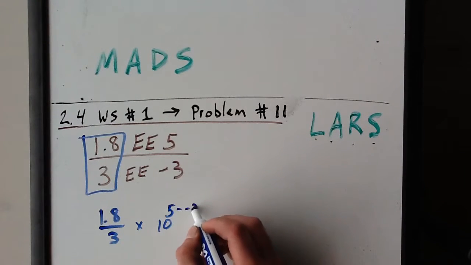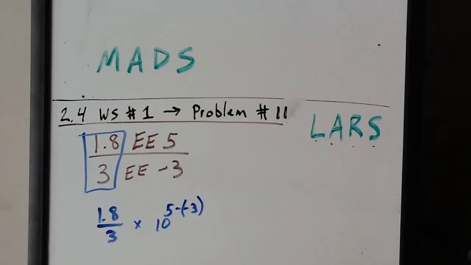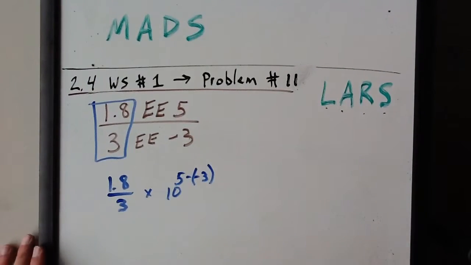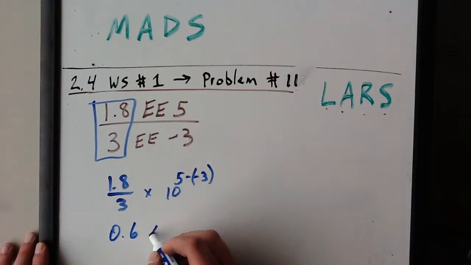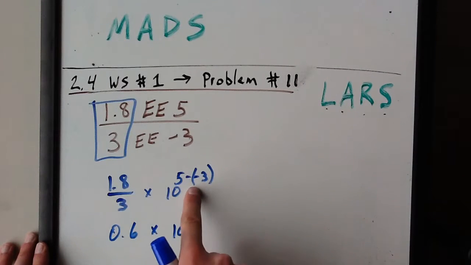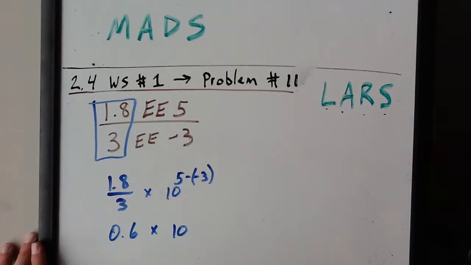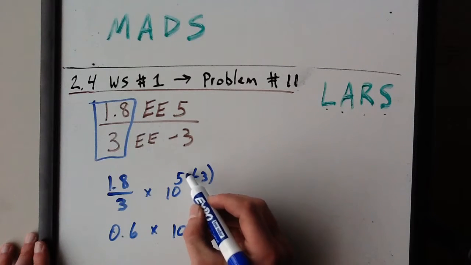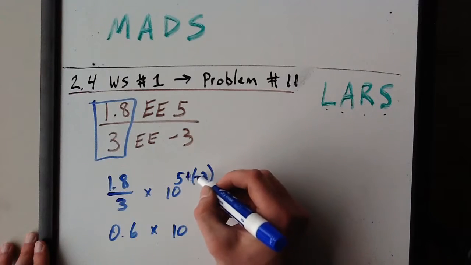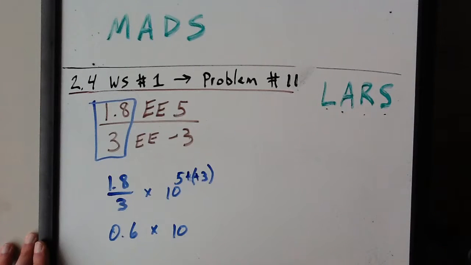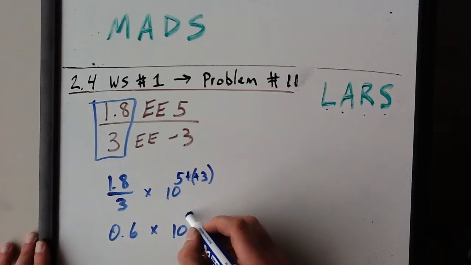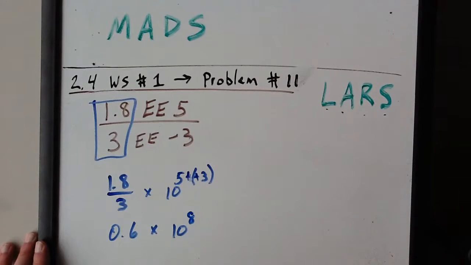5 minus negative 3. Okay, so I divide 1.8 divided by 3 is 0.6 times 10 to the power of 5 minus negative 3. Since I'm subtracting a negative, that means I add. So those negative signs become positives. 5 plus 3 is 8. So I have 0.6 times 10 to the 8th. So I've done step 1, divide the bases, done step 2, subtract the exponents. Step 3 is to adjust for scientific notation.